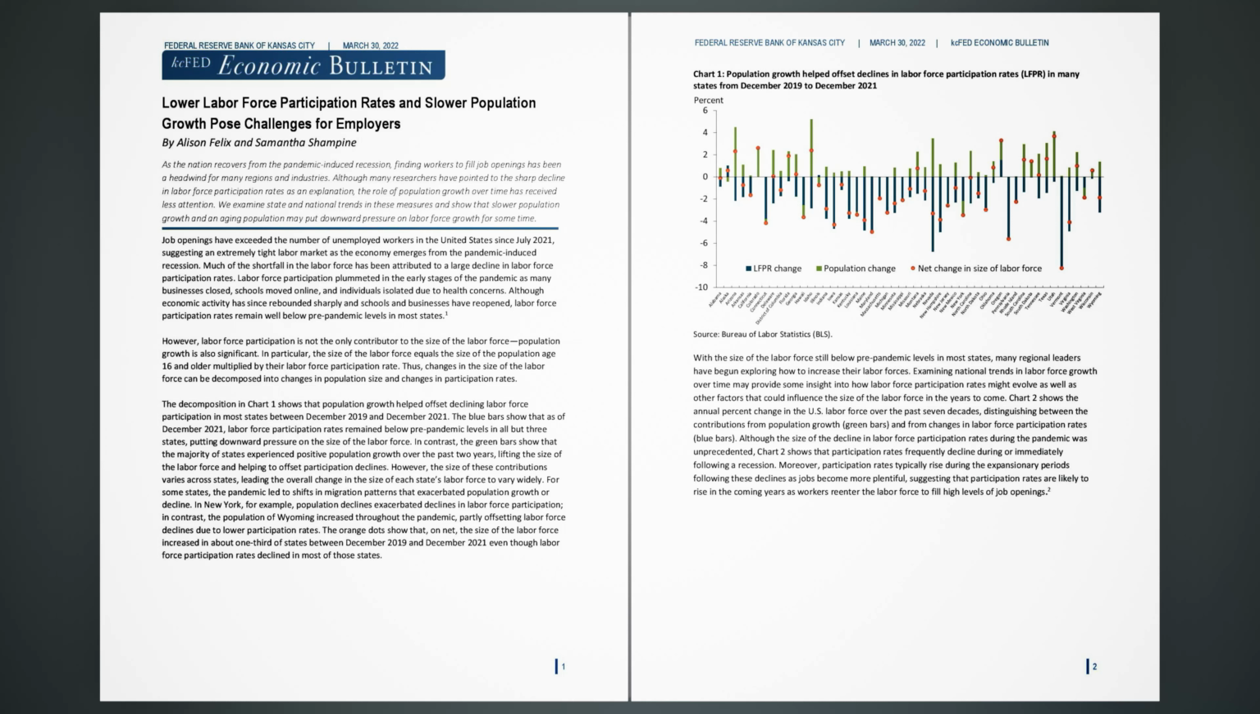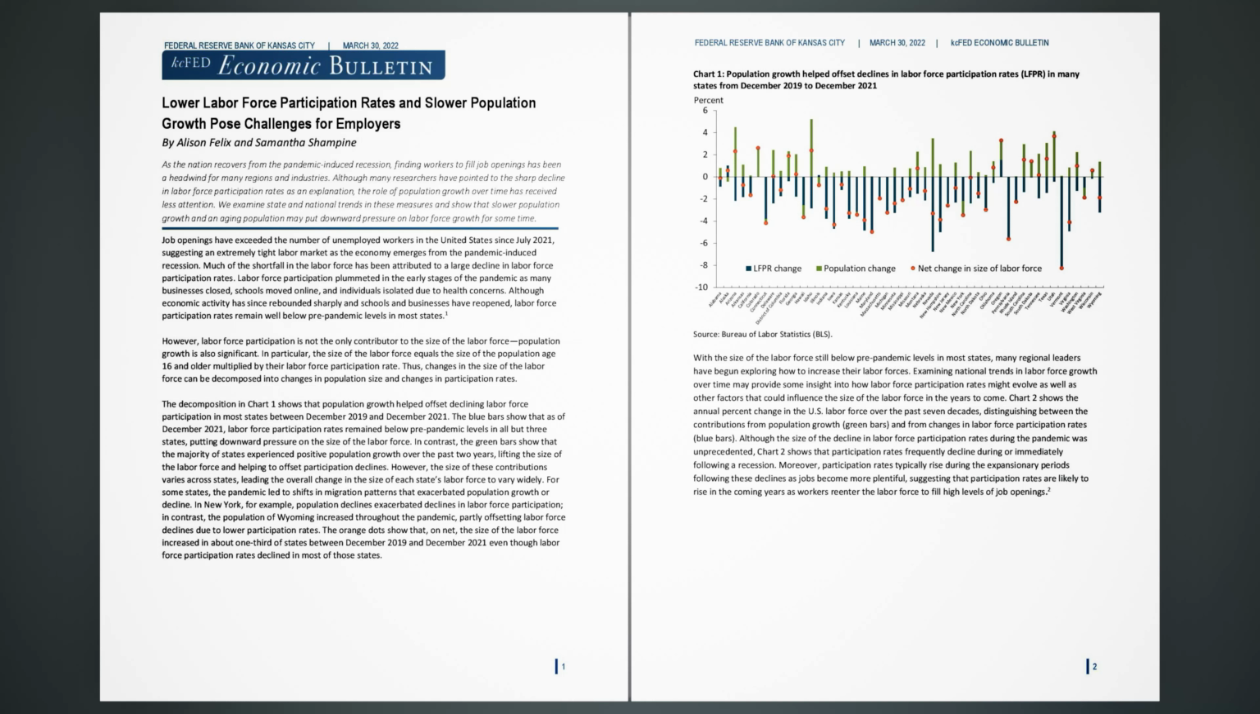However, the size of these contributions varies across states, leading the overall change in the size of each state's labor force to vary widely. For some states, the pandemic led to shifts in migration patterns that exacerbated population growth or decline. In New York, for example, population declines exacerbated declines in labor force participation. In contrast, the population of Wyoming increased throughout the pandemic, partly offsetting labor force declines due to lower participation rates. The orange dots show that, on net, the size of the labor force increased in about 1/3 of states between December 2019 and December 2021, even though labor force participation rates declined in most of those states.